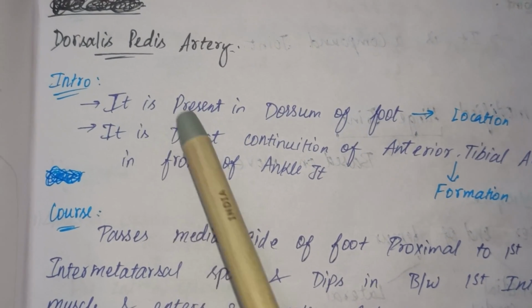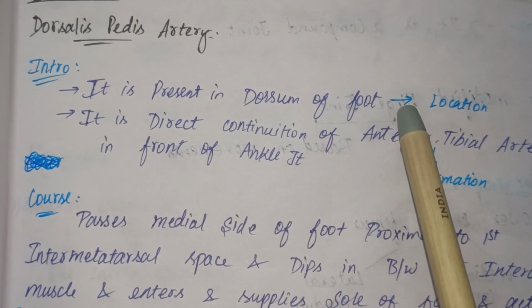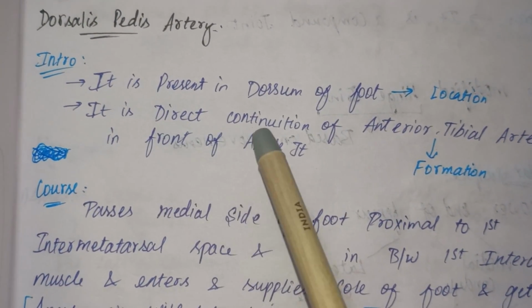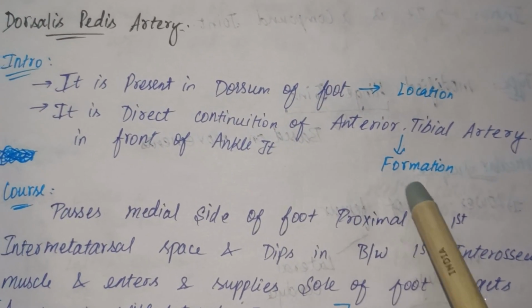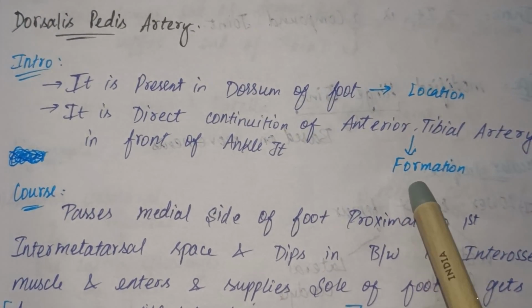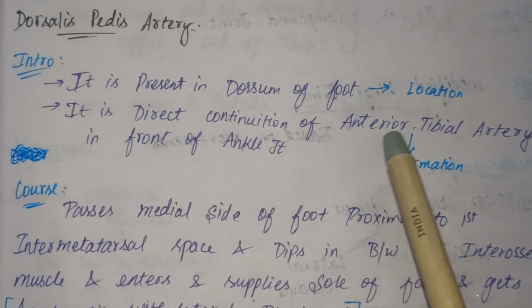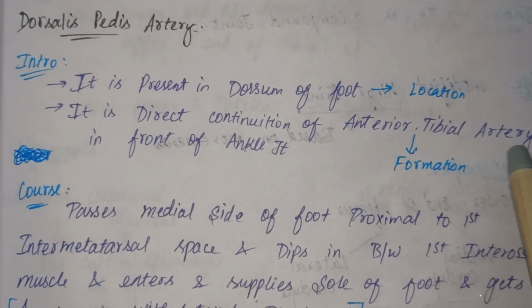So first of all, its intro: it is present in the dorsum of the foot. Next, it is the direct continuation of the anterior tibial artery in front of the ankle joint. So its formation, Dorsalis Pedis artery formation is nothing but the direct continuation of the anterior tibial artery.